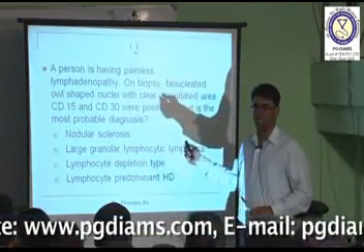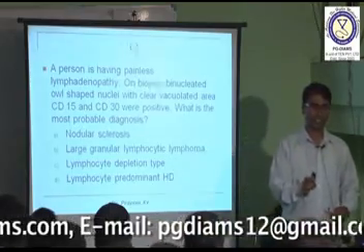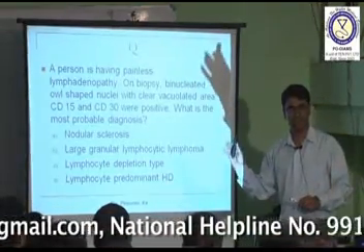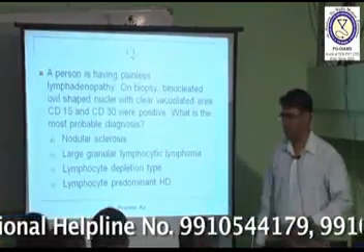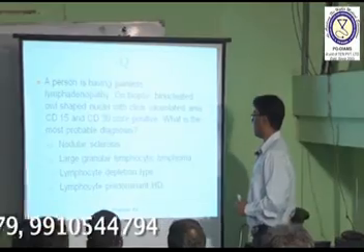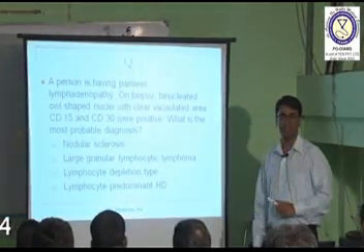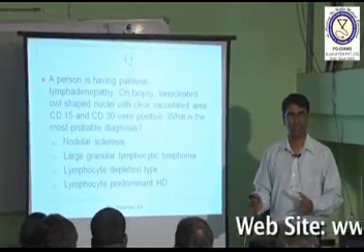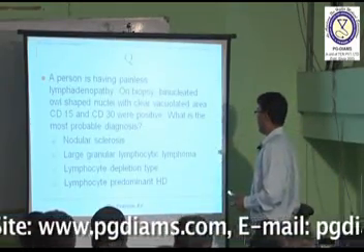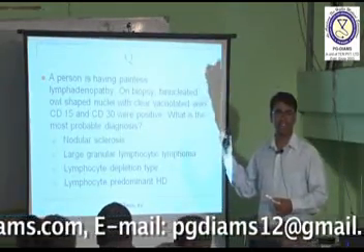Well, this question must have been the first question for many of you. Everyone appeared for AIIMS? Okay. So a person has painless lymphadenopathy, and on biopsy shows binucleated owl-shaped nuclei. What comes to your mind? Reed-Sternberg cell. With a clear vacuolated area. Now what is this clear vacuolated area?